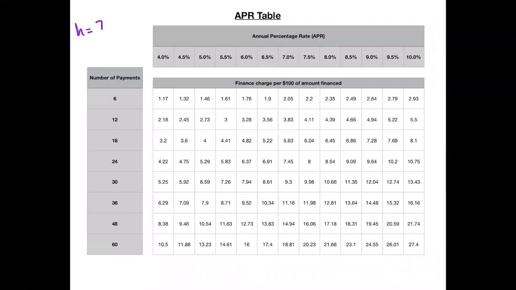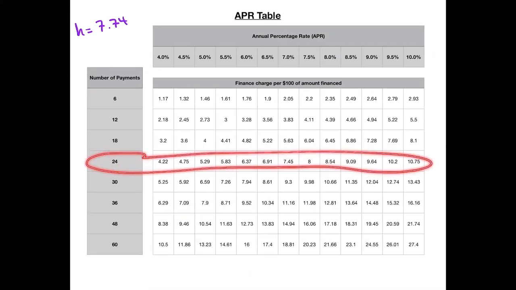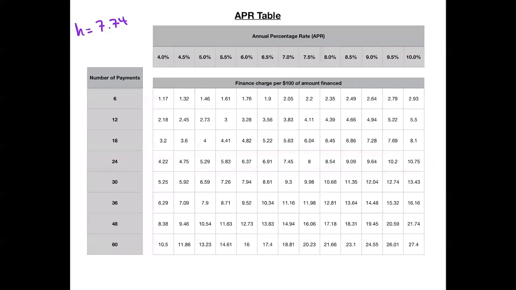H equals 7.74. What I don't want to do is just look for 7.74 anywhere in here. I want to make sure that I'm looking at the particular row in question. We hopefully remember that he had a 2-year loan, and that's going to correspond to 24 monthly payments. So I want to be looking at this row right here. Let's single that row out. Let's look right at the 24 right here, and let's only look at this row.